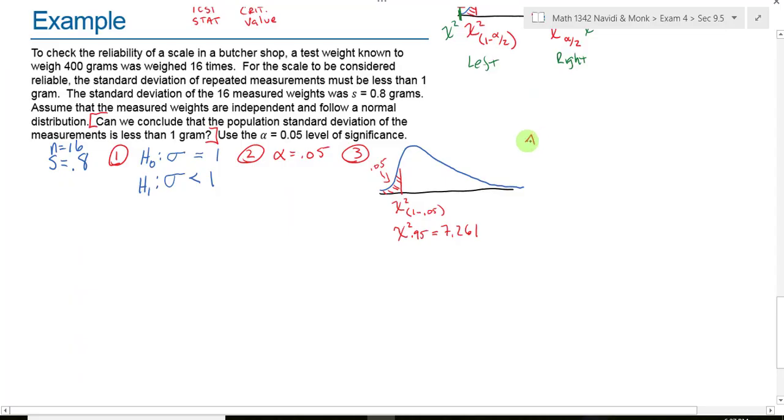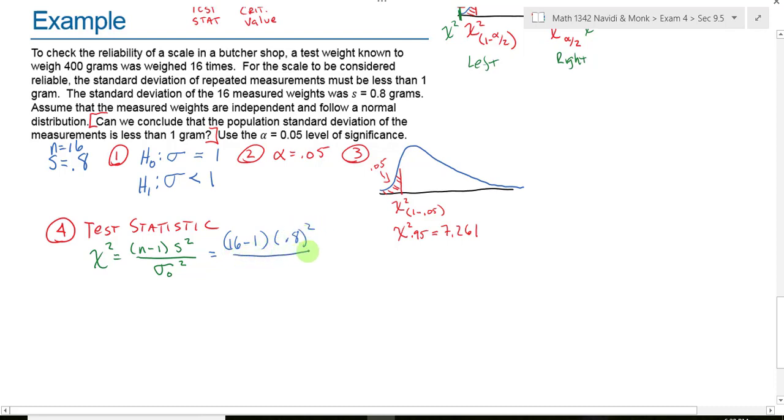Now the next thing we have to do is calculate our test statistic. Whenever you calculate your test statistic, start with the formula for the test statistic. Then just drop in the numbers from the problem. What number am I going to plug in for n? n minus 1. What number do I plug in for s? 0.8. And then I square that, divided by, and what number goes in the denominator? 1. It's the number from your null hypothesis. So that number was 1 squared, and 1 squared is 1.